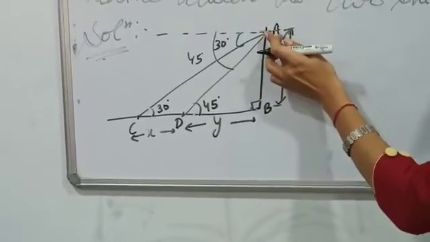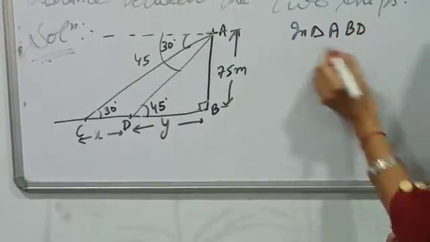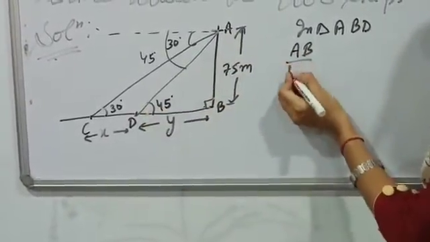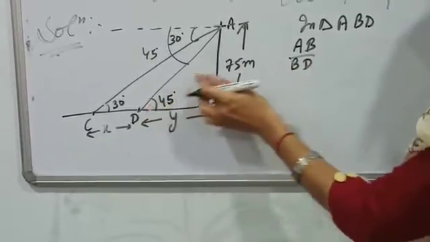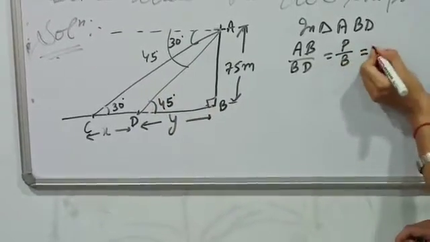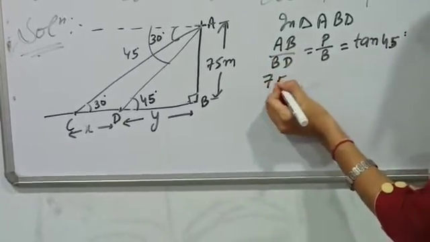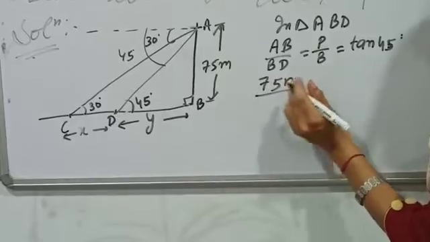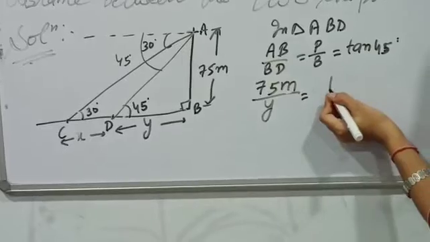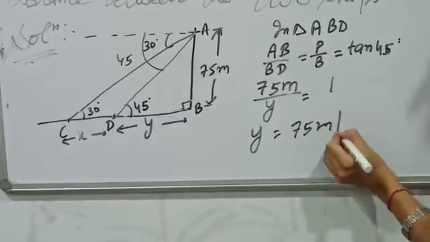So in triangle ABD, we have AB height, which is given, upon BD. The side opposite the angle is the perpendicular and the adjacent side is the base, so it is the ratio tan 45 degree. AB is already given as 75 meter and BD we suppose is Y. Tan 45 is 1, so Y is equal to 75 meter.